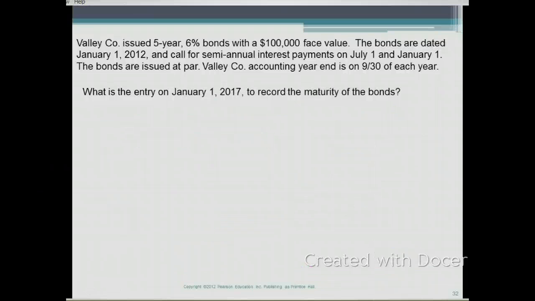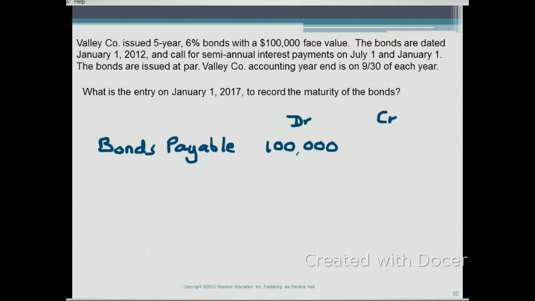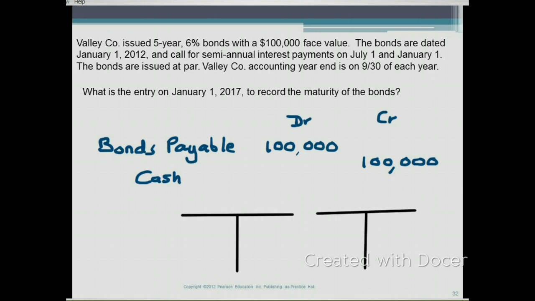Finally, let's take a look at what the journal entry would be on January 1st, 2017 to record the maturity of the bonds. You know that on January 1st, 2017, we are going to pay back the bondholders what we owe on the bonds. How much do we owe on the bonds? It's the face value, which is $100,000. What we're going to do is we're going to debit bonds payable, $100,000, and credit cash, $100,000. That is your journal entry.